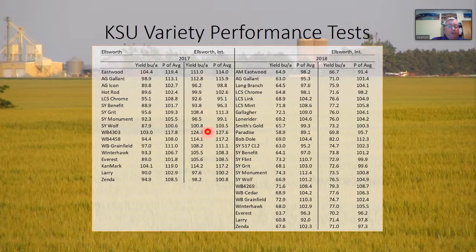It did a pretty good run in Ellsworth in 2017. And I don't see where it was in 2018, so I may have botched a slide up here. But that is one that will respond to high intensive management. So it's one to keep an eye on and one to take a look at. It's been around three years now, and has had some good yields for us.